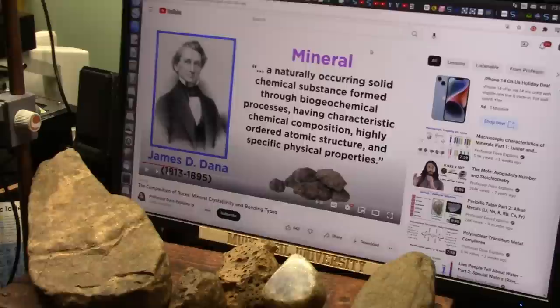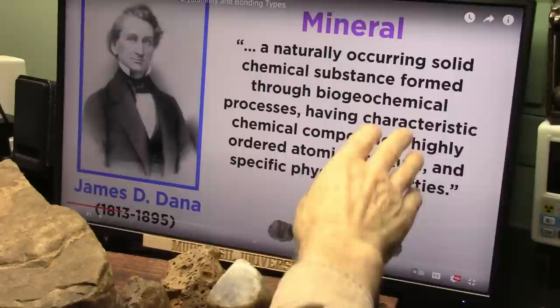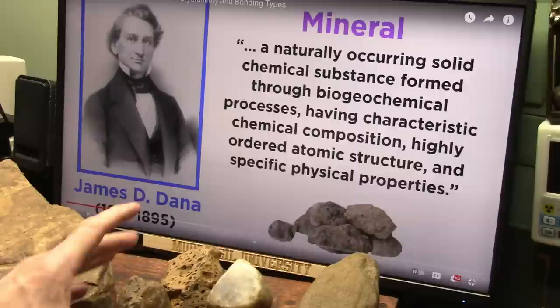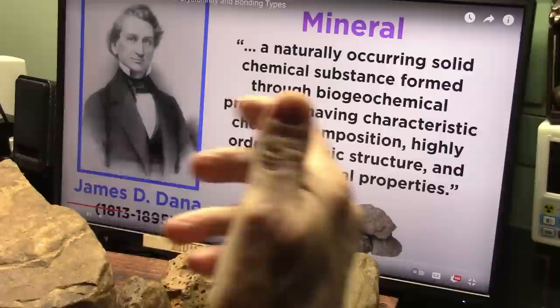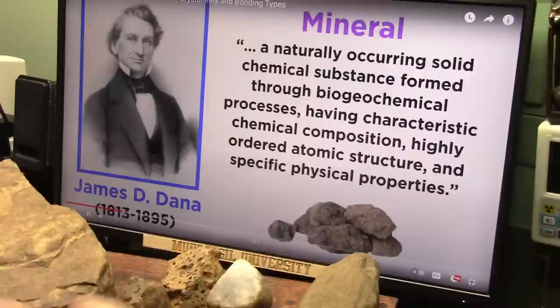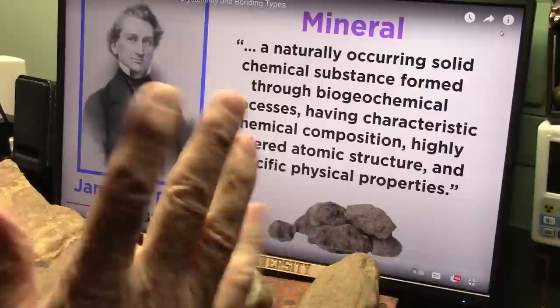Now, remember Professor Dana's words about the chemical substance and the biogeochemical processes. I read his whole history, and it is impressive. He did everything: biology, geology, zoology. He went everywhere in the world and collected samples. He brought back enough samples, they said, to last him 13 years of sitting around looking at them. I've got the same thing here. My backyard is where I get all my stuff from.